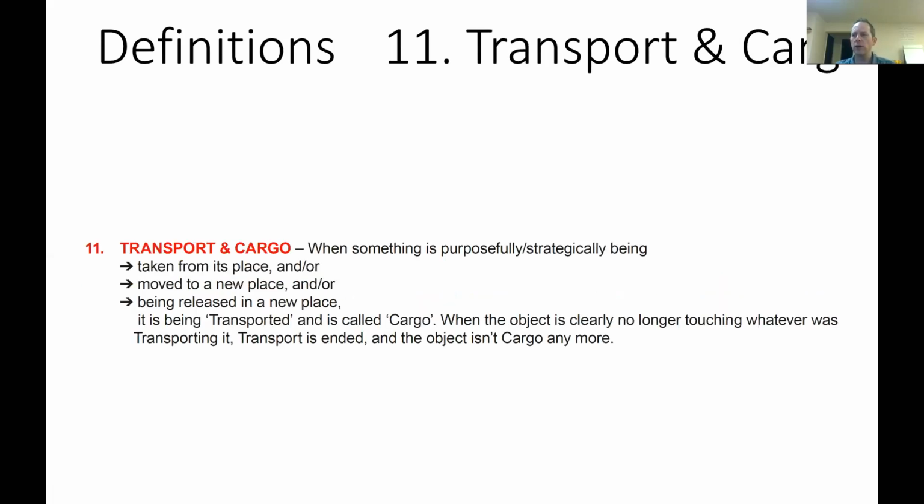Transport and cargo. So when something is purposefully, strategically being taken from its place and/or moved to a new place and/or being released in a new place, it is being transported and is called cargo. When the object is clearly no longer touching whatever was transporting it, which would be your robot and possibly a piece of equipment that is associated with your robot, transport is ended and the object isn't cargo anymore. So if you lose the thing out on the field, it's no longer cargo, although they sort of call that stranded cargo later.